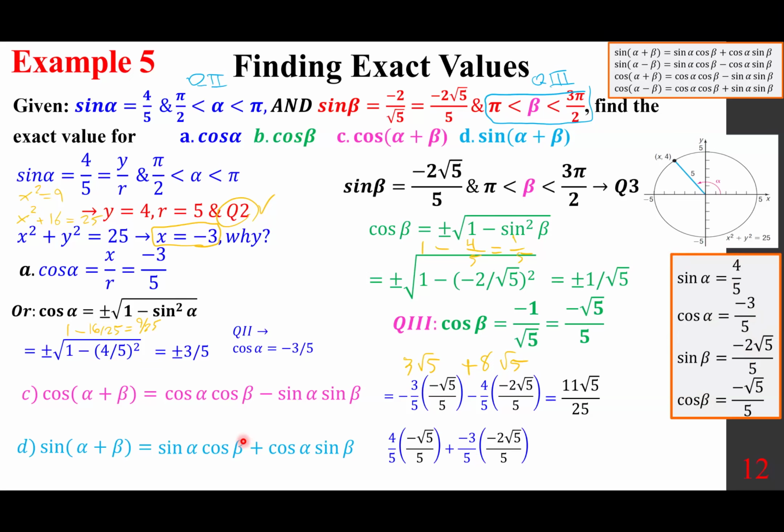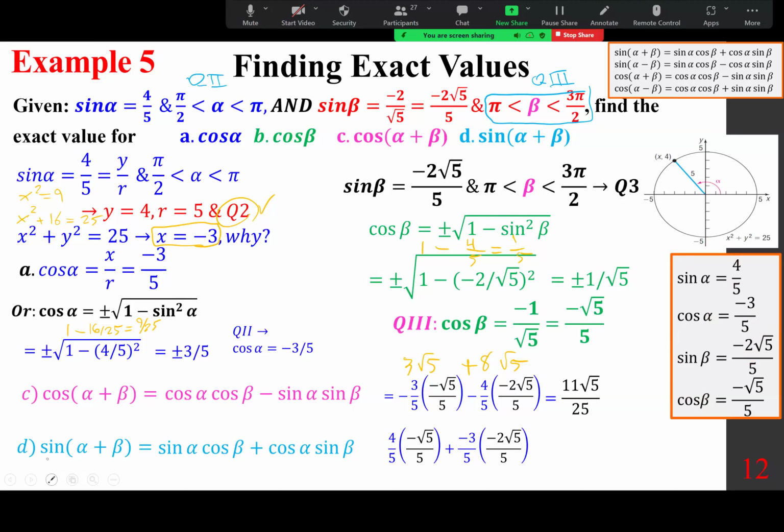So let's see what we get here. We get minus 4 squared of 5 here, plus 6 squared of 5. They add up to 2 squared of 5. And the denominator is the same 25 that we had in the previous. Now we are done. So very straightforward, everybody.